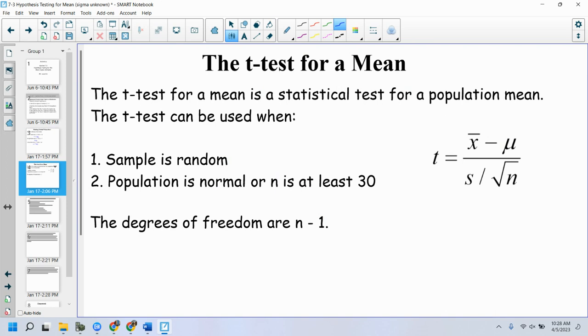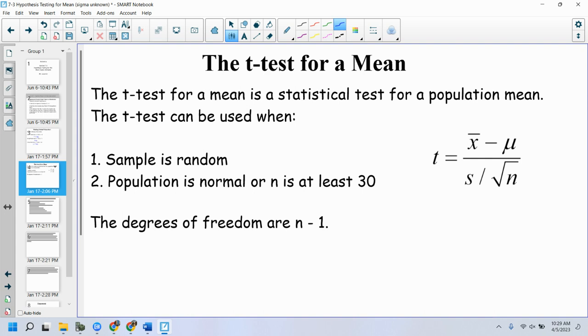The t-score. And there is our formula. It's basically a new formula here. Not really new, we've used it before. X bar minus mu divided by s over the square root of n. The t-test for a mean is a statistical test for a population mean. The t-test can be used when the sample is random or the population is normal, or n is at least 30. And again, we use our degrees of freedom as n minus 1. Now, be careful here. You know what the very common mistake is to do?